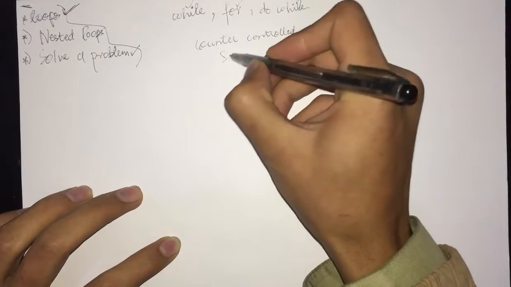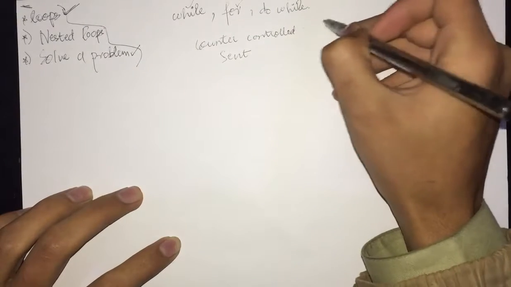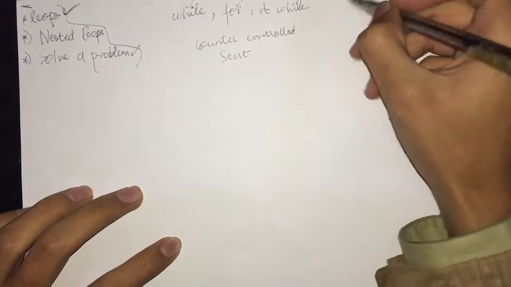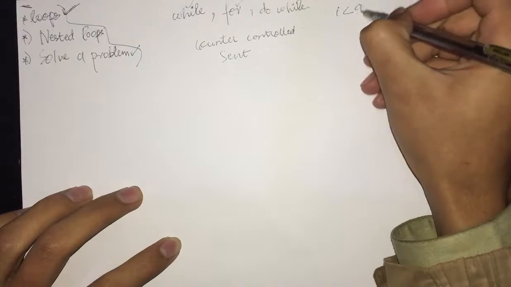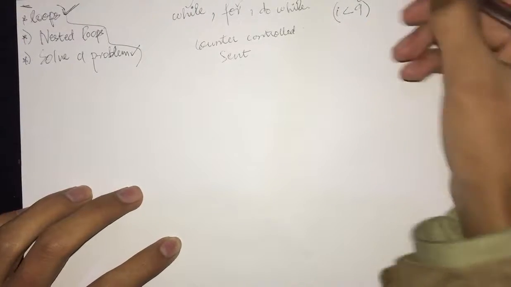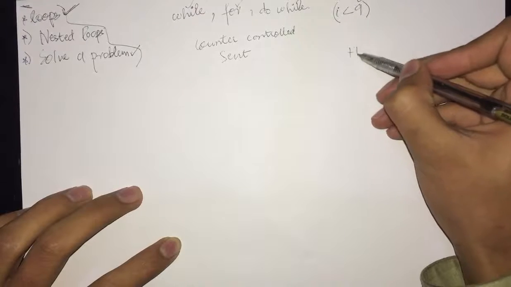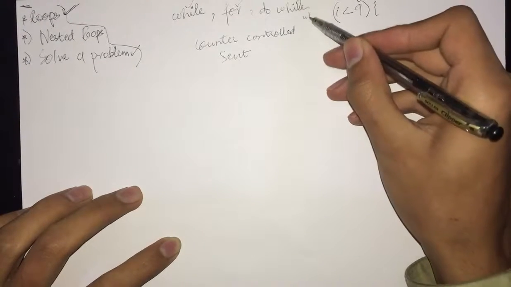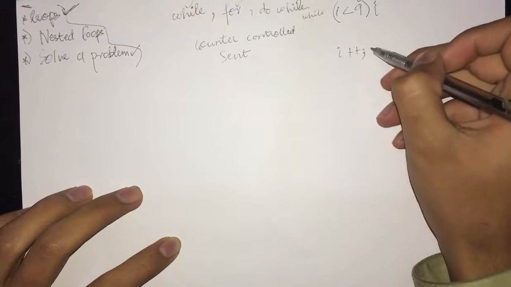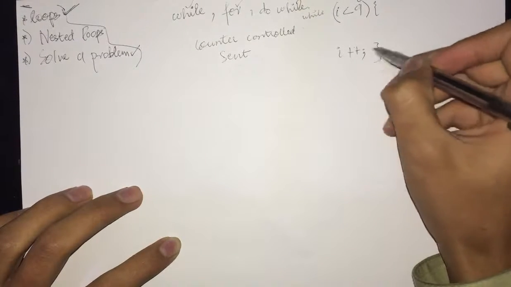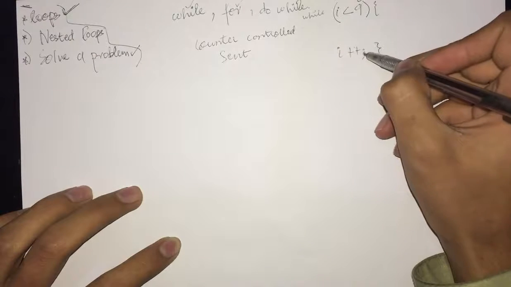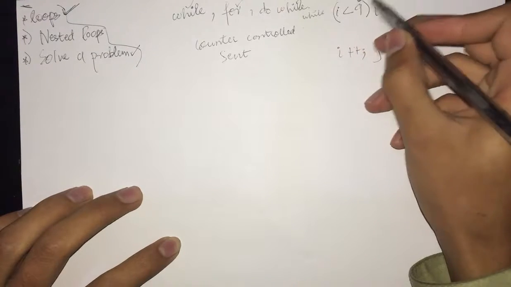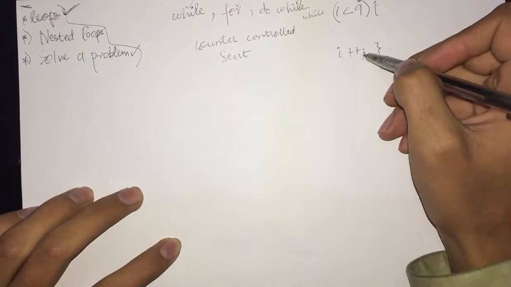We have sentinel. Counter control is where you specify a value that the counter should be. For example, if I is less than 9, then the condition is true, and when I increments at the end of the loop, it will be false afterwards. So when it's 9 and it increments, it becomes 10. So this condition becomes false. The loop does not execute anymore.